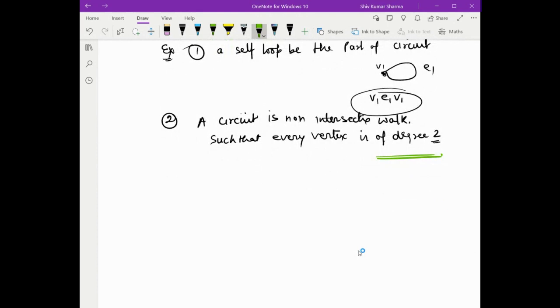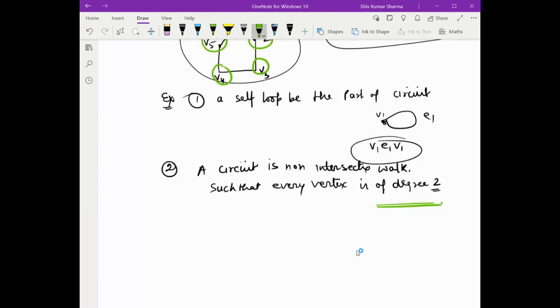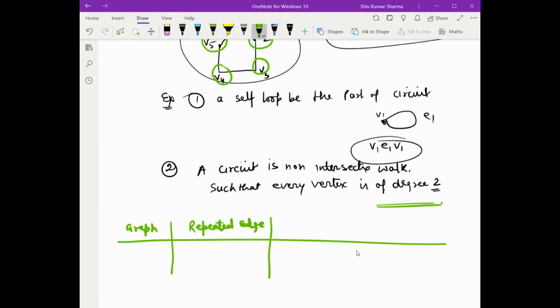So we make a table on the basis of all the graphs. So we write here the graph, and first we write repeated edges, second we write repeated vertex, or last start and end vertex.